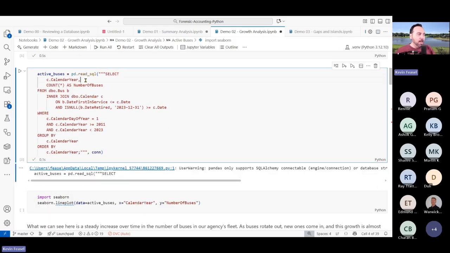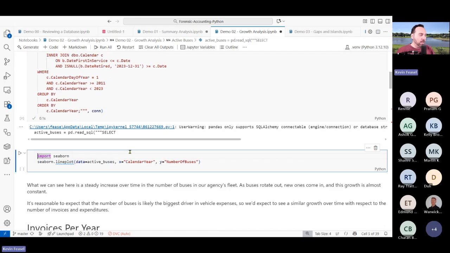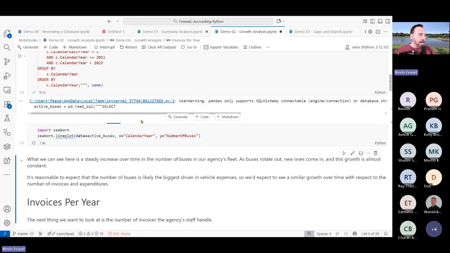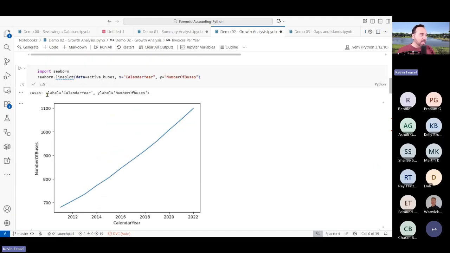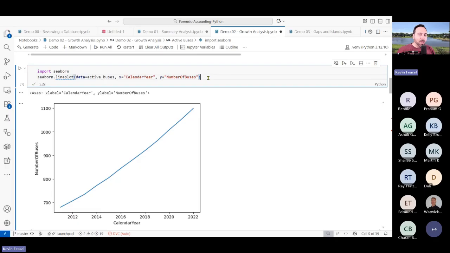This is going to be calendar year and number of buses, and we're going to break this out by calendar year 2011 through 2023, and let's build a line plot using the Seaborn library. Seaborn is not necessarily the greatest library, but it allows me to get a line plot in one line, so that's good enough for this preliminary analysis.